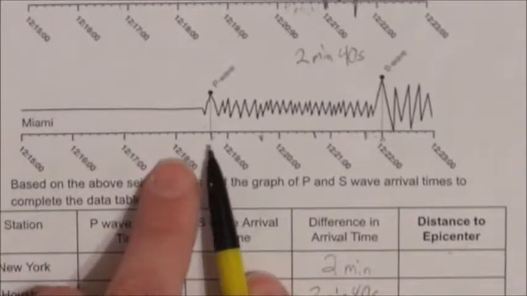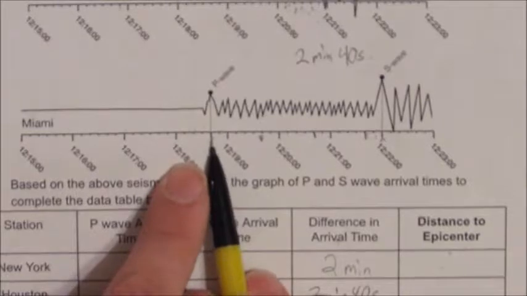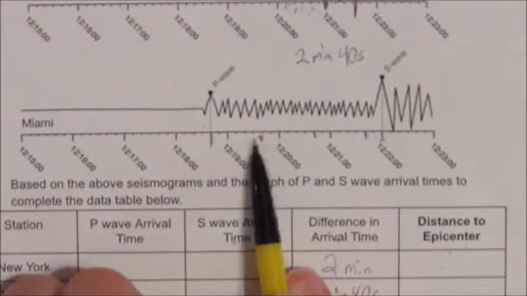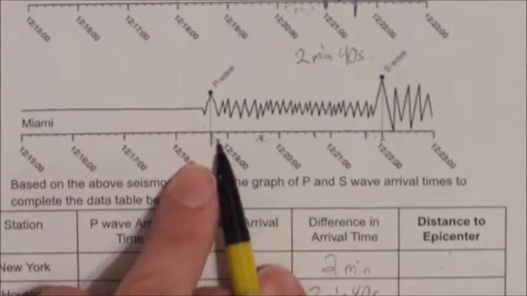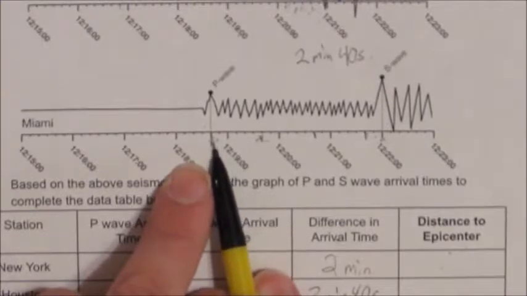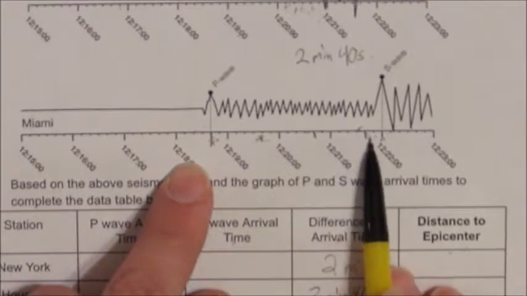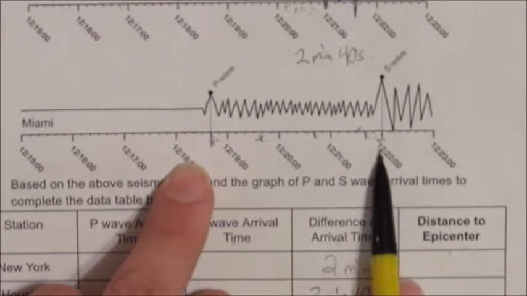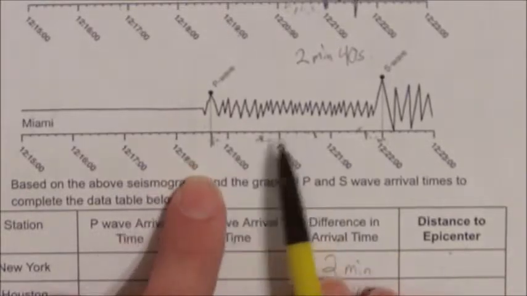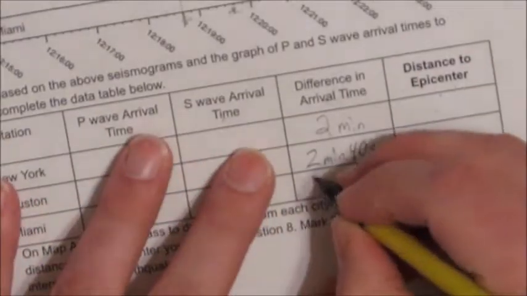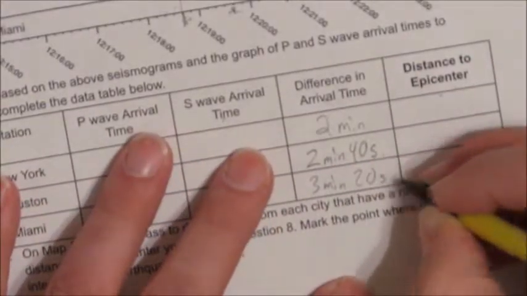Okay, if you didn't see what I did there, I just jumped from the same spot between those two hash marks to the same spot between these two. So that's 1 minute of time between the mark where the P wave arrives, 1 minute from there, 2 minutes from there, 3 minutes from there, and then there's 2 little marks to get to where the S wave arrives. So from Miami, there's 3 minutes and 20 seconds of time. 3 minutes, 20 seconds.